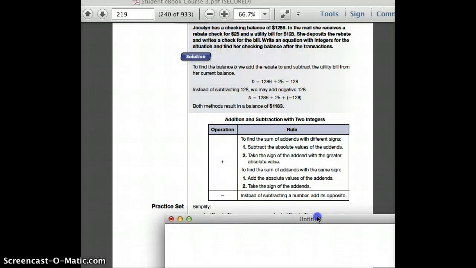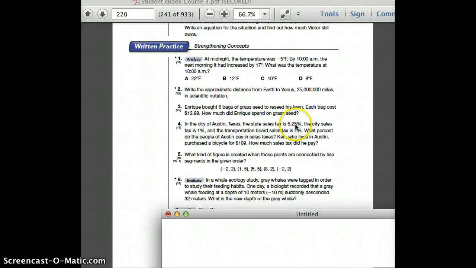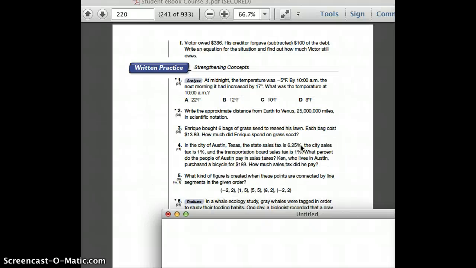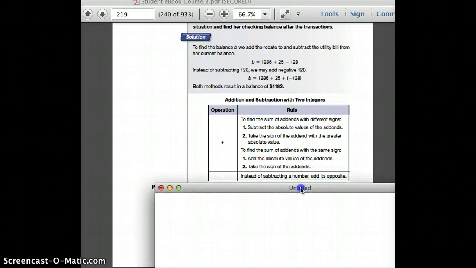So let's look at this rule. It says, to find the sum of addends with different signs. So that basically says if you're adding two integers with different signs, like a negative plus a positive, so that's -5 plus 3. This is what you have to do to memorize this. It says subtract the absolute values of the addends.